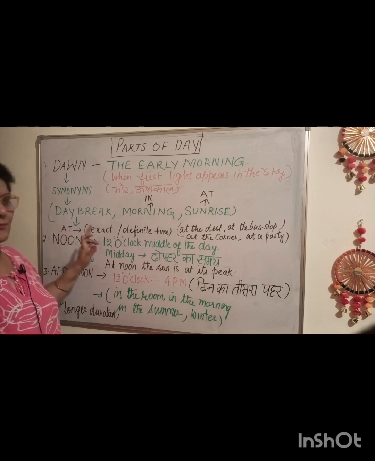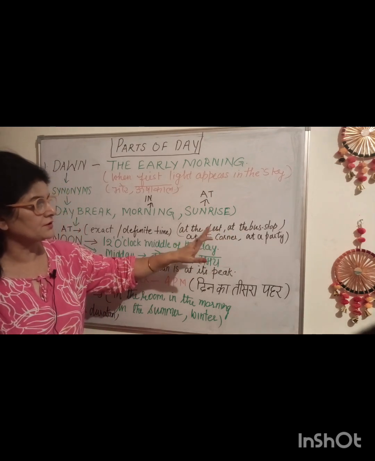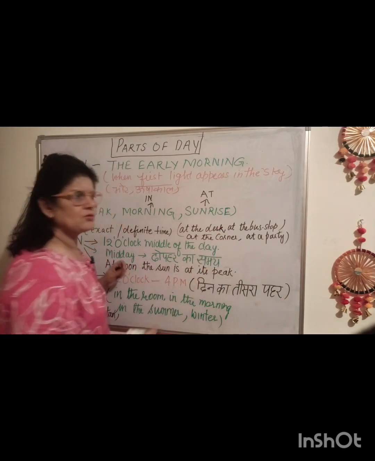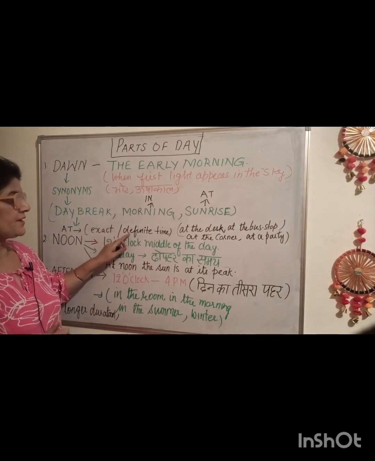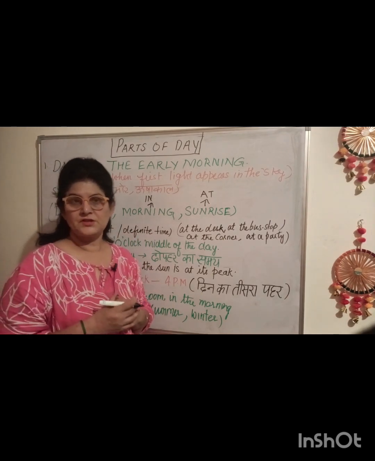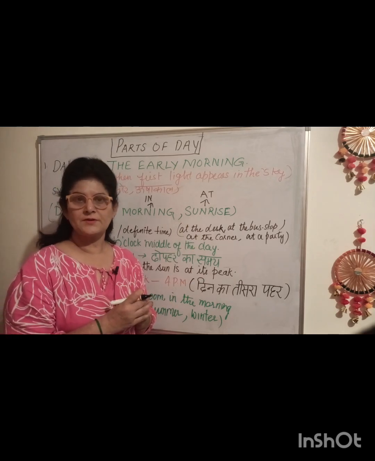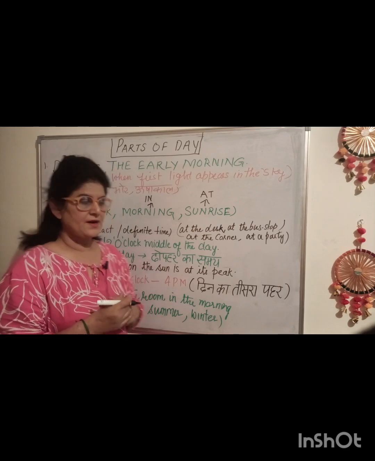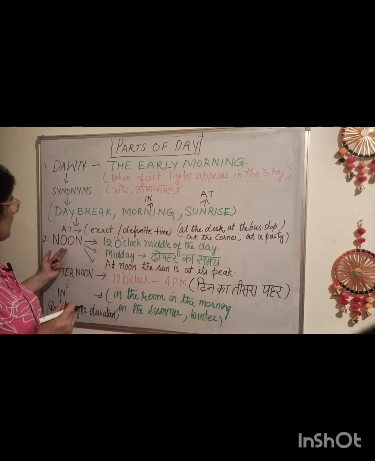So let's see the example with that: at the desk, at the bus stop, at the corner, at a party and so many more. Right? Now what is at actually? At is the exact or definite time which is used, and this is a preposition. So I hope you have understood. There are so many examples we can frame. Right? So let's study the next one, that is noon.